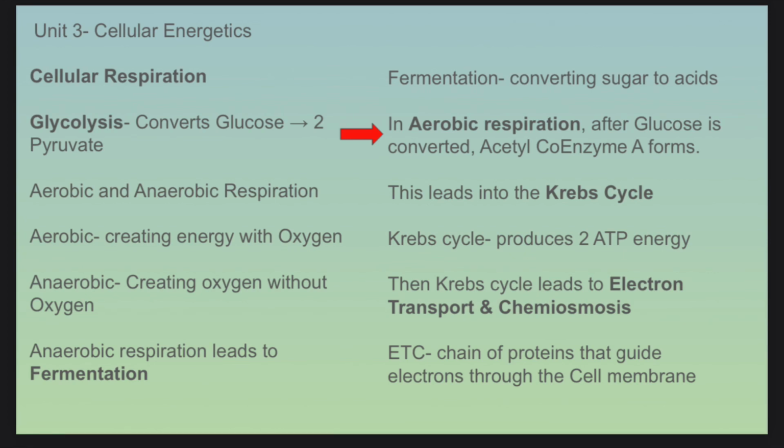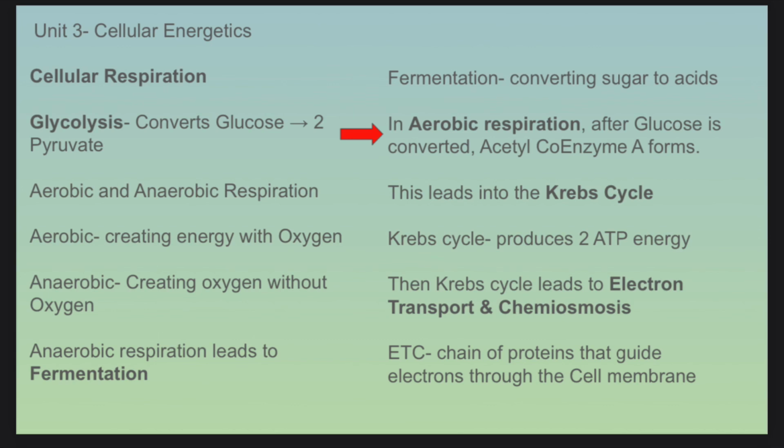Aerobic is just creating energy with oxygen. Anaerobic is creating energy without oxygen. That's a type of it, you'll see. Anaerobic respiration leads to fermentation, and fermentation is converting sugars to acids. Now let's skip on to aerobic respiration.